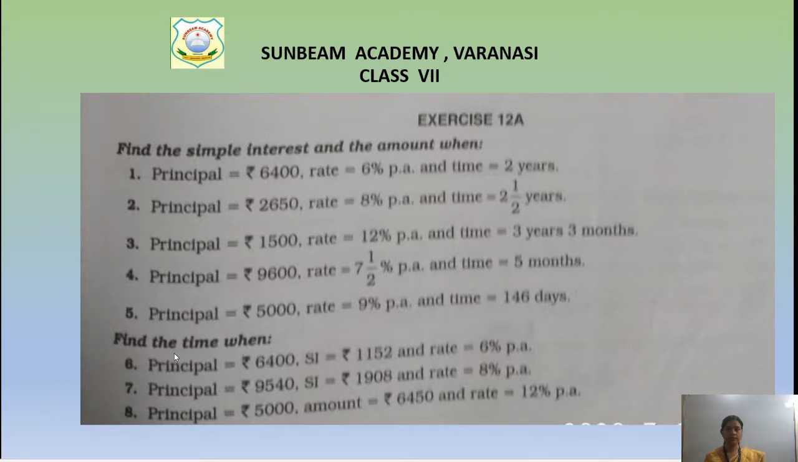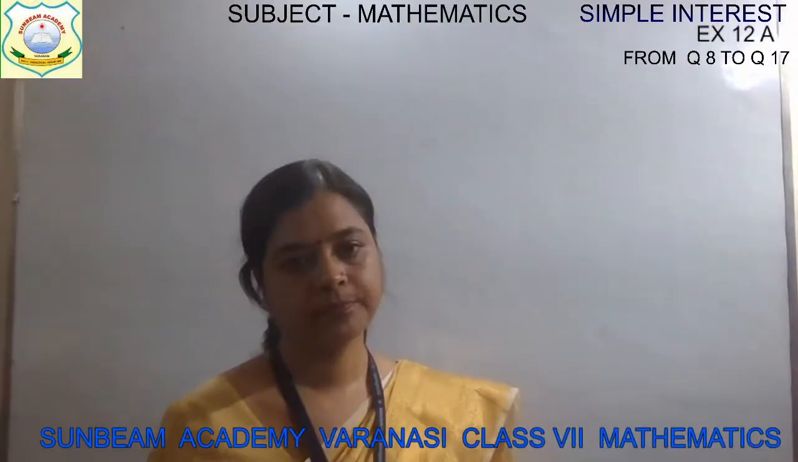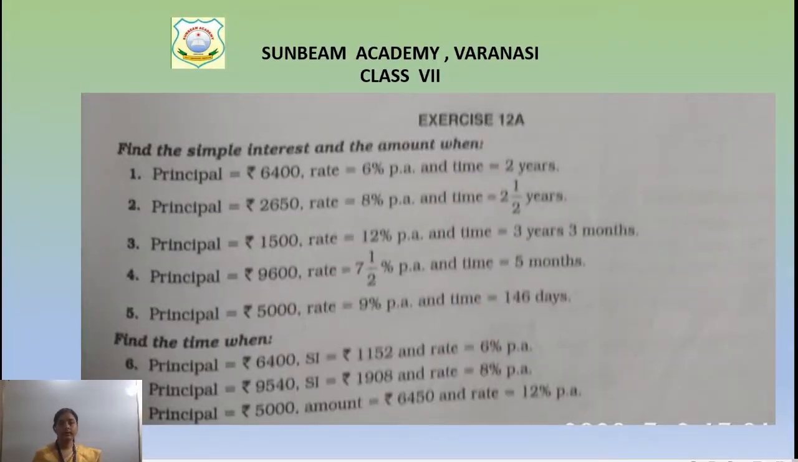So the 8th question is find the time when principal is given, amount is given and rate is also given. Now let's start with the question. I am also solving and you also write down in your copy. Question is find the time. Time is not given and principal money is given, amount is given. So question number 8 we are solving.